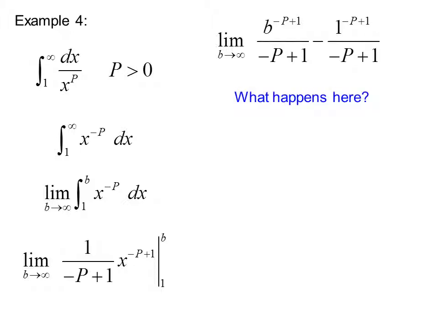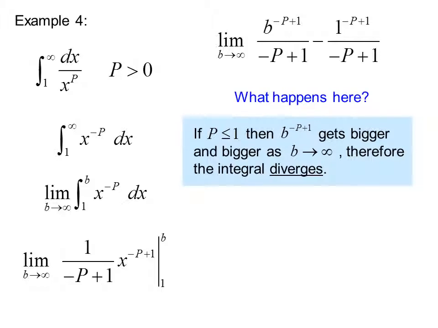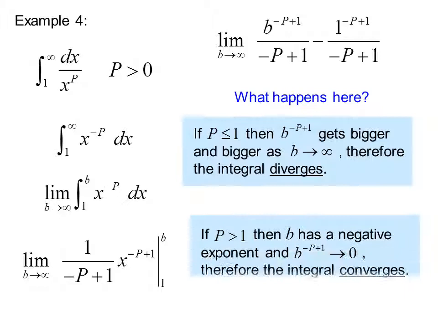What happens here? If p is less than or equal to 1, then b to the negative p plus 1 gets bigger and bigger as b approaches infinity. Therefore, the integral diverges. But if p is greater than 1, then b has a negative exponent, and b to the negative p plus 1 approaches 0. Therefore, the integral converges.